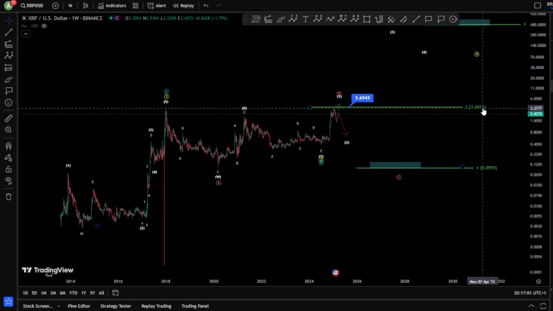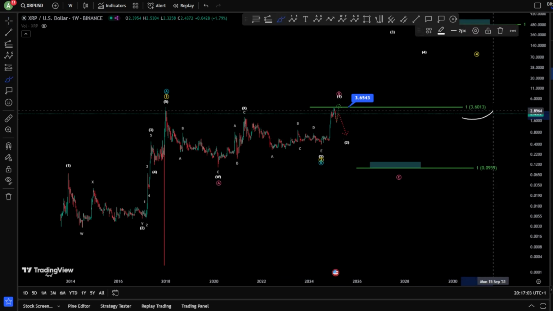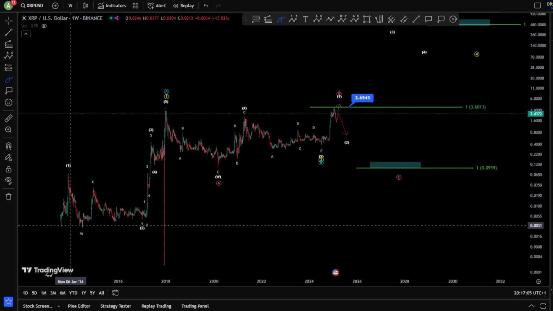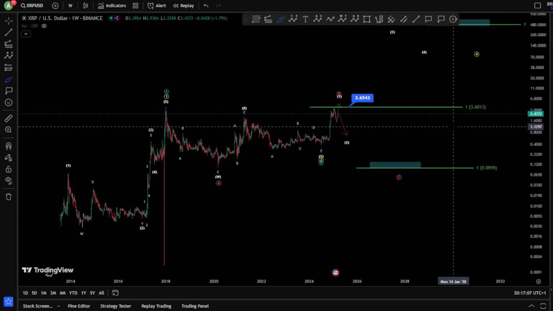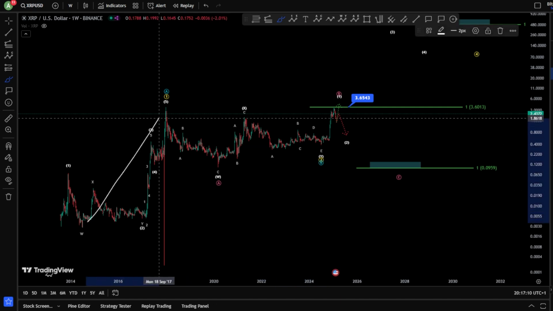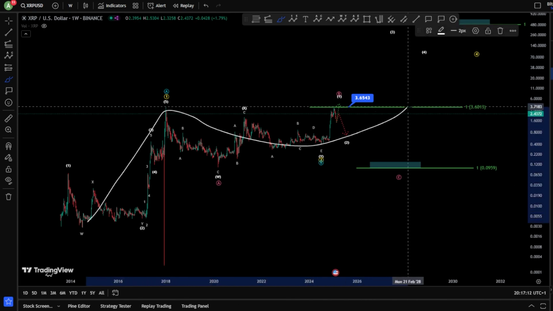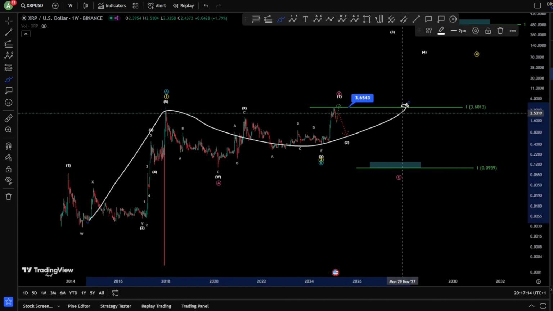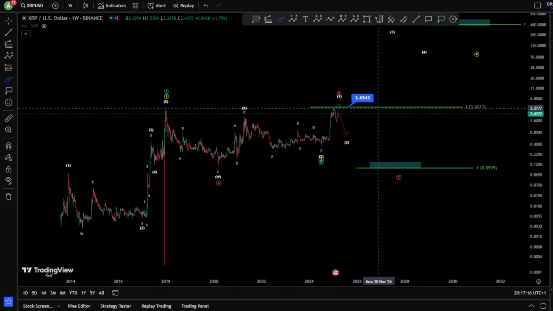First, finishing this wave C at the 1-to-1 fib level, $3.6, on the linear chart. In case you take the fib levels taken from here to the wave B, giving us a 1-to-1 for a zigzag wave C.